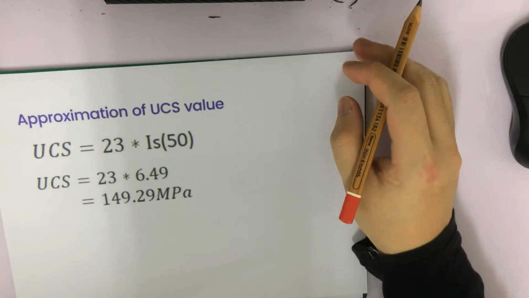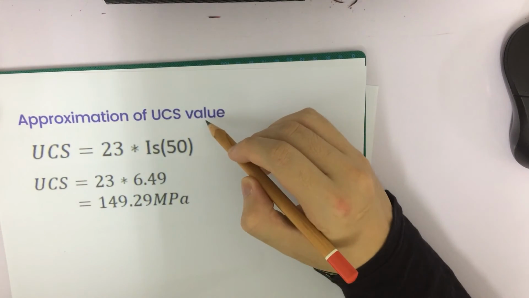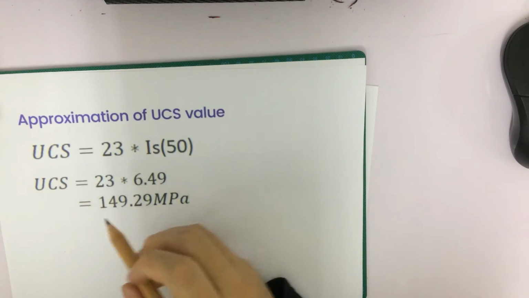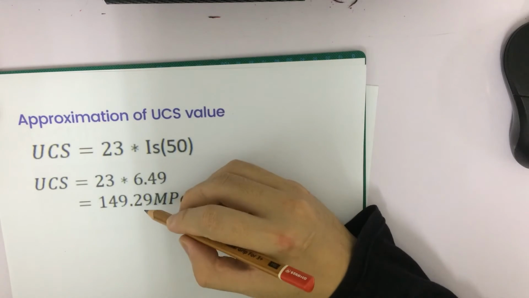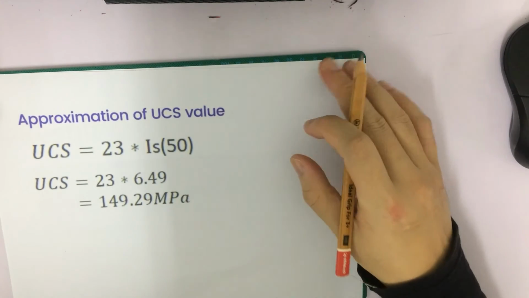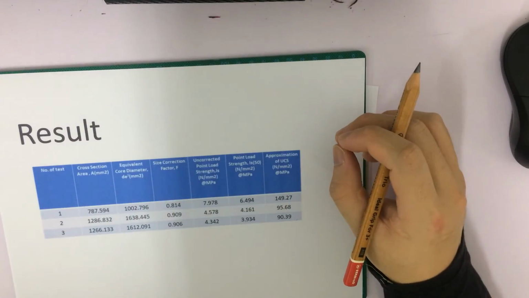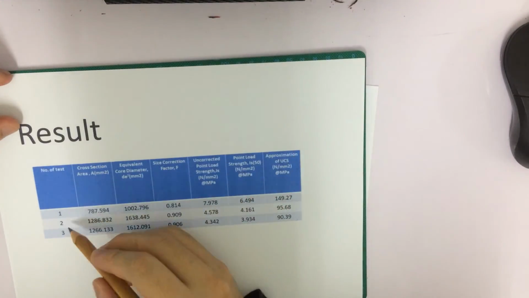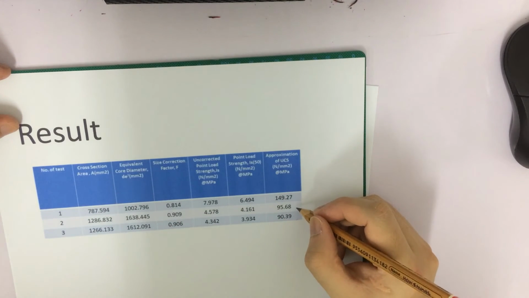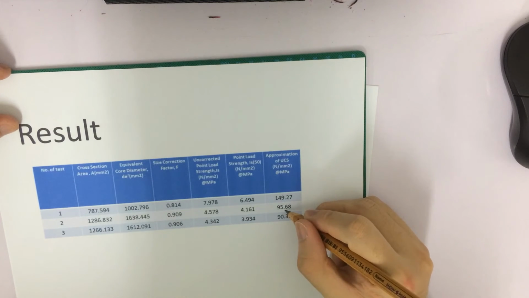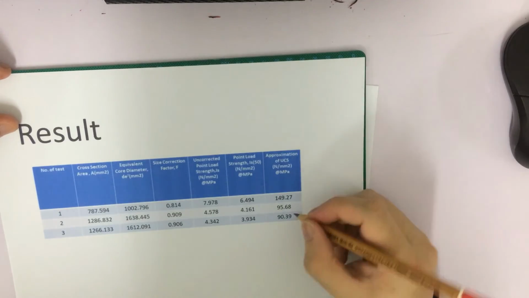From that, we can get our approximation of UCS value. Our UCS value for this test was 149.29 megapascal. From the calculation, we repeat for test number 2 and number 3, and we will get the UCS values of 95.68 and 90.36 megapascal.